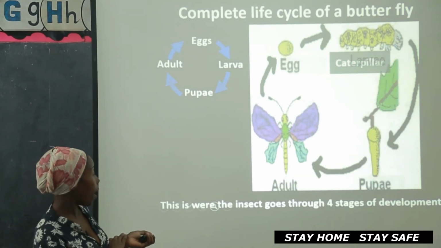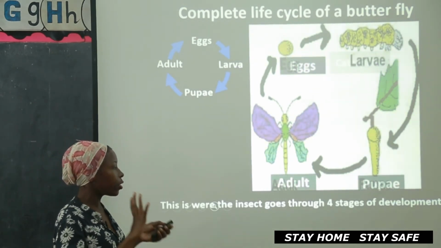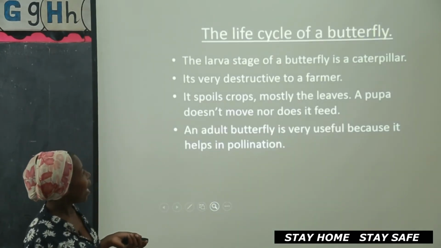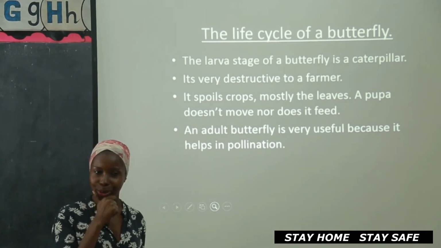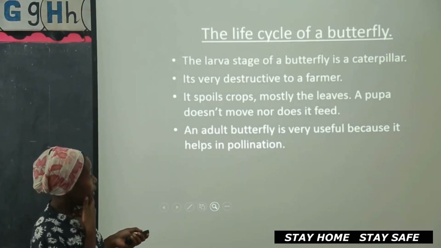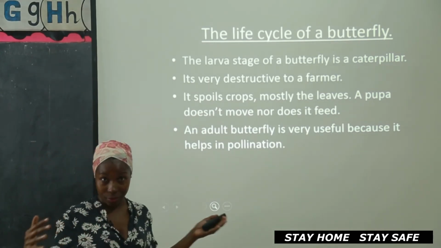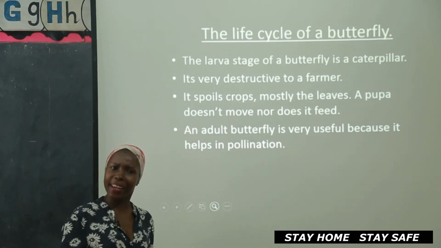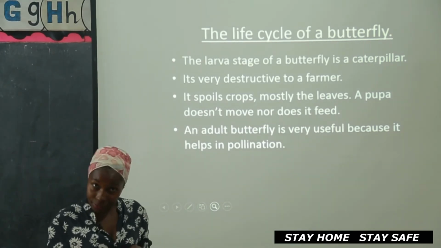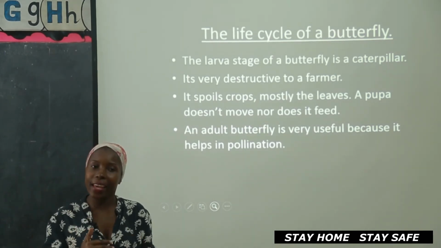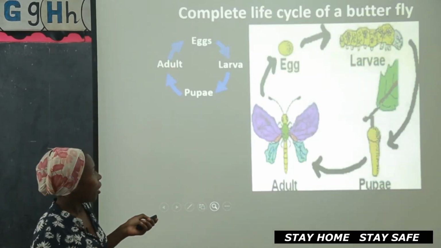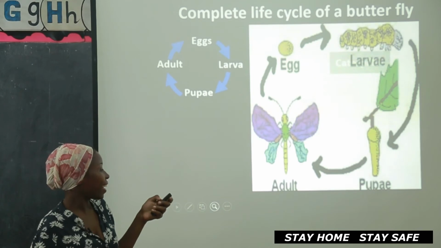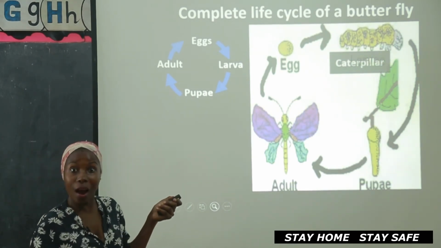Complete life cycle is where the insect undergoes or goes through 4 stages of development, or 4 stages of growth. This is how it comes about. The adult butterfly, the mama butterfly, will lay eggs. And where do you think the mama butterfly lays them? Lays them on the leaves of the plants. And then those eggs turn into a larva after some time. And guess what? The larva is that caterpillar.